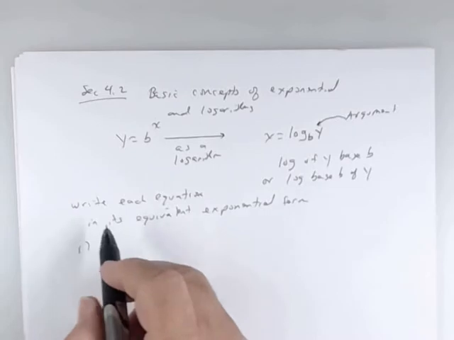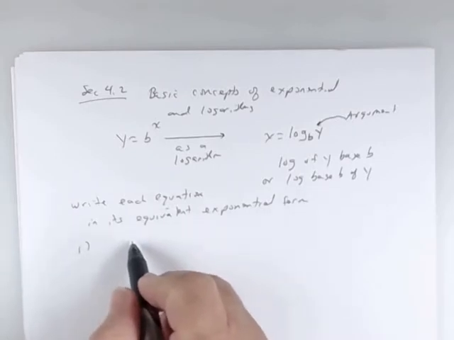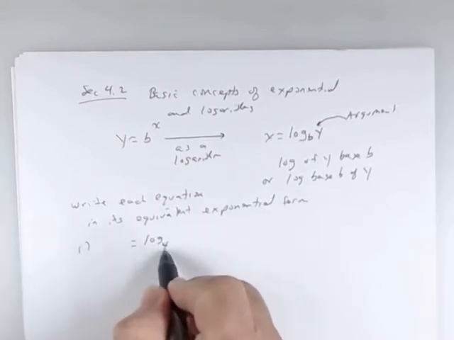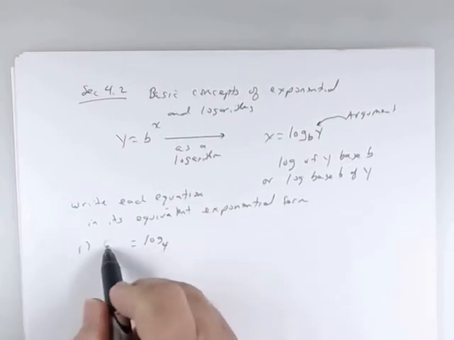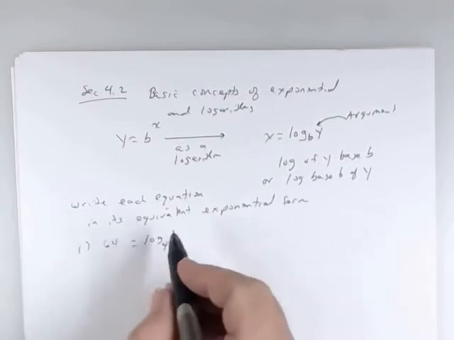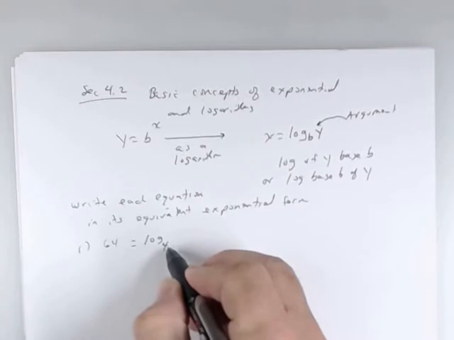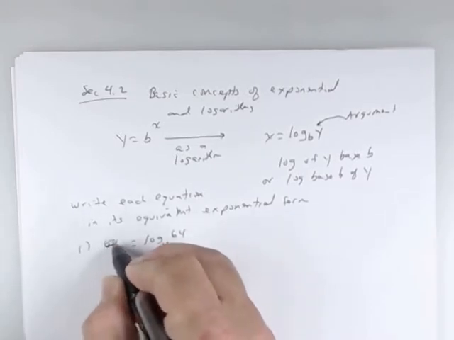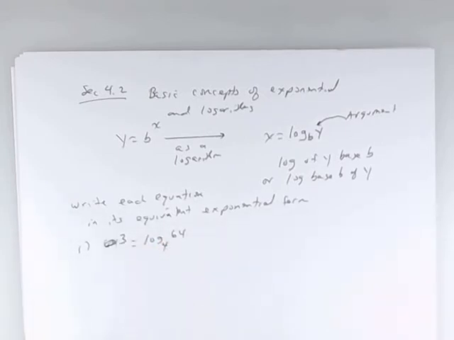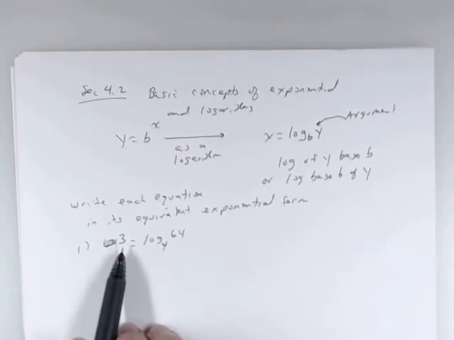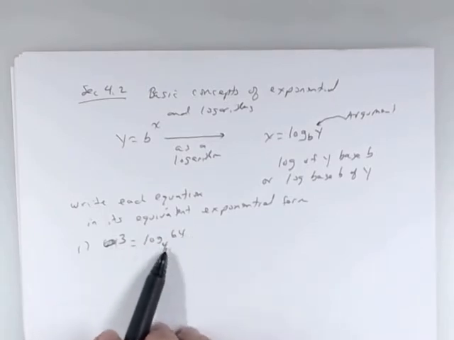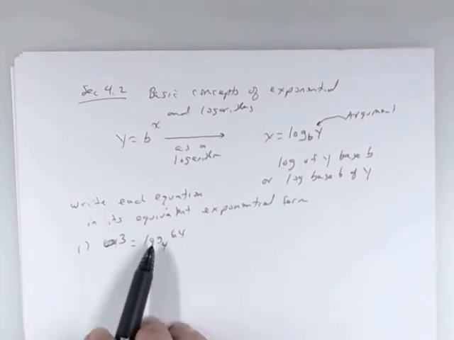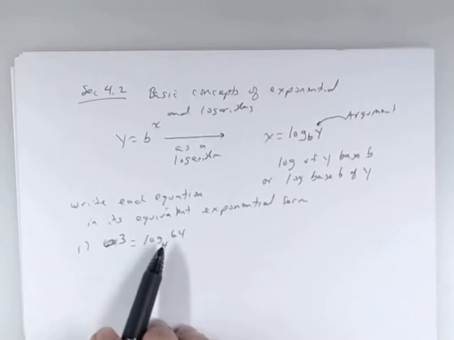Number one, suppose we have 3 equals log base 4 of 64. Make this 64, make this 3. 3 equals log of 64 base 4. Remember how to read this? 3 equals log of 64 base 4. Or you can say log base 4 of 64. Okay.